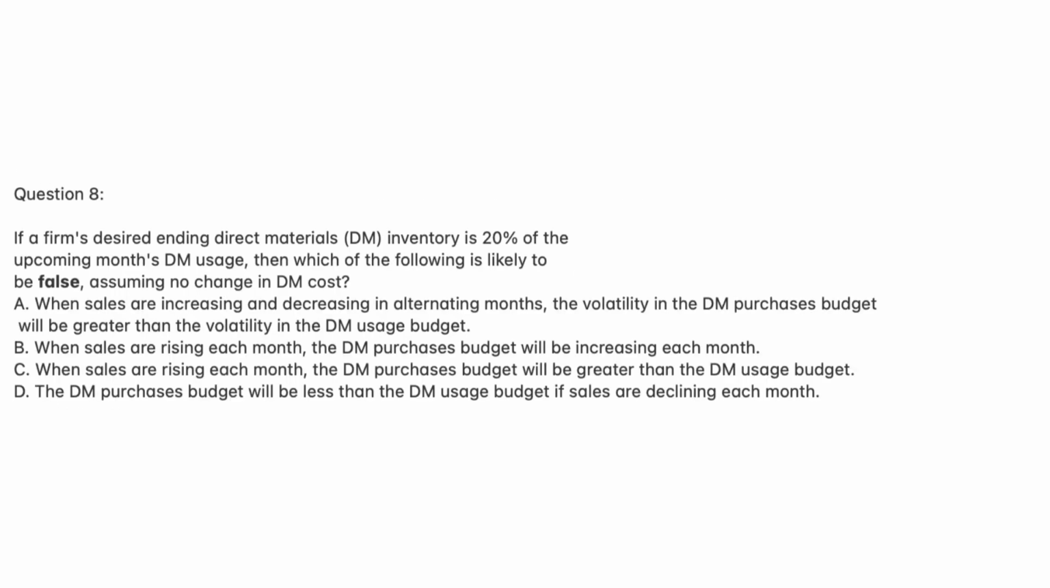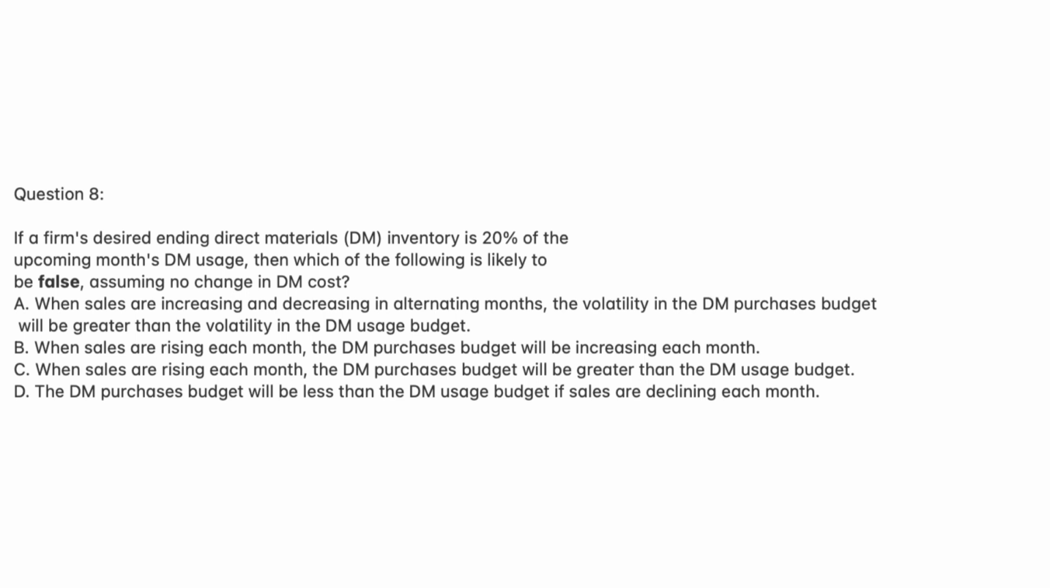Question 8. If a firm's desired ending direct materials (DM) inventory is 20% of the upcoming month's DM usage, then which of the following is likely to be false, assuming no change in DM cost? A. When sales are increasing and decreasing in alternating months, the volatility in the DM purchases budget will be greater than the volatility in the DM usage budget.